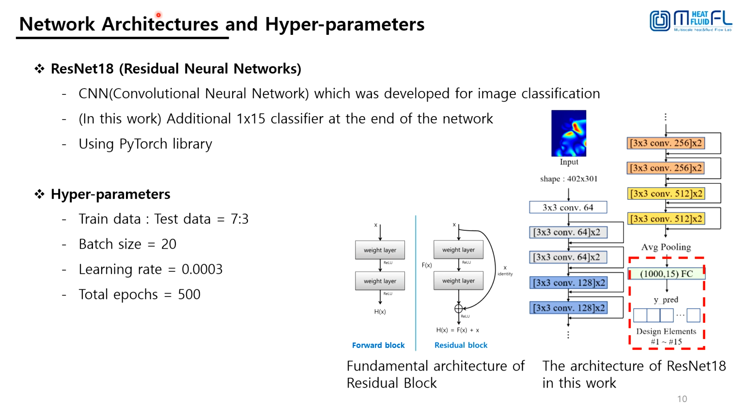Training hyperparameters are as follows. Data was split 7 to 3 for training and testing. Batch size was 20, with a learning rate of 0.0003 for 500 epochs.